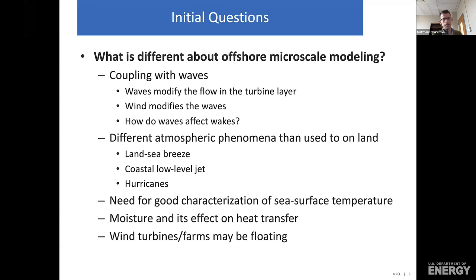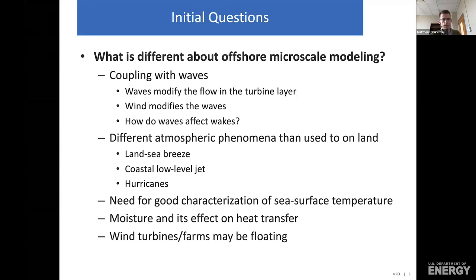So what's different about offshore microscale modeling? Well, coupling with waves becomes really important because the waves modify the flow in the vicinity of the turbines. The wind modifies the waves. And then there's the question of how waves, and the way they modify the flow, affect the wakes? I don't think that's been very explored.